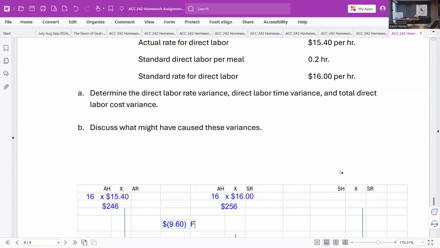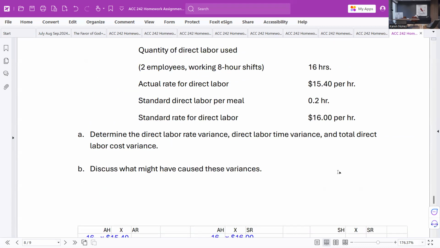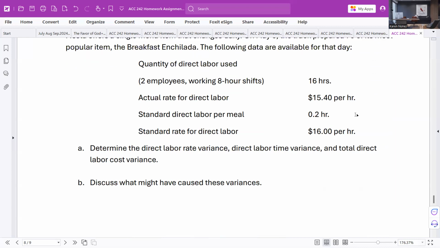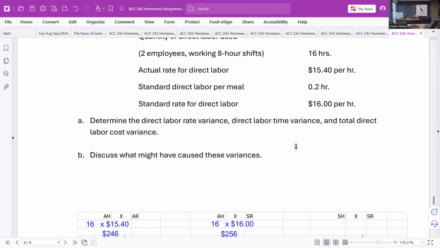How many hours should they have worked though? Well, in this case, the production was 70 meals. They actually prepared 70 meals, and it should take 2/10 of an hour to make a meal, which means they should have worked 14 hours. That's what they should have worked.